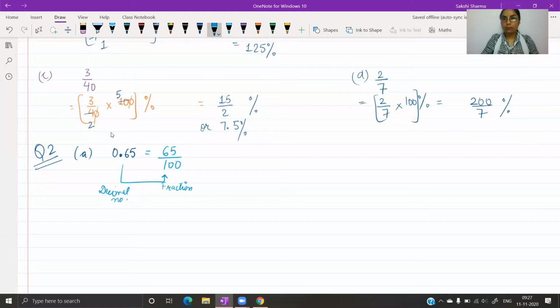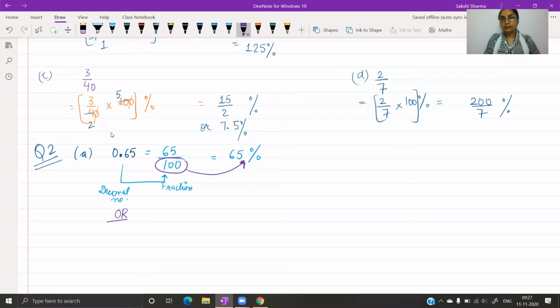I hope you all remember, when we remove the point, what do we put below here? There are 2 digits after the point, so we will have 100 below. And if there is a fraction out of 100, it can simply be written as 65%. So this denominator 100 has now been written as a percentage. This is one way of doing it.